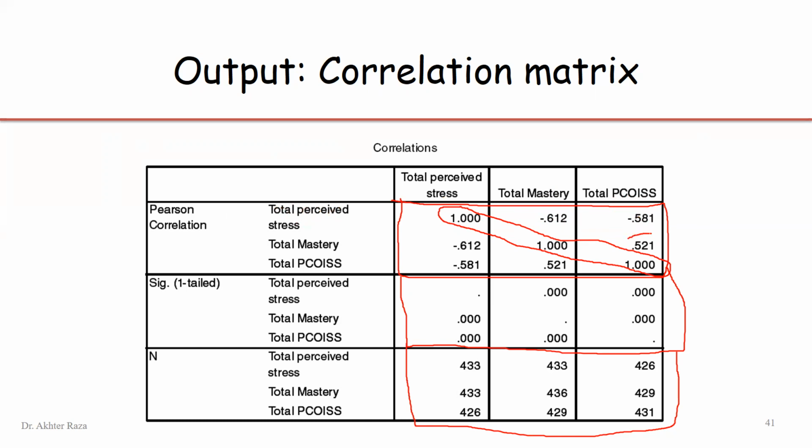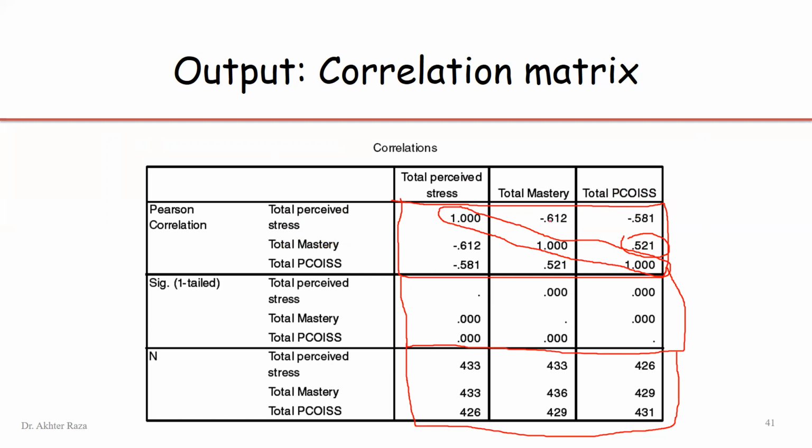But one correlation is positive. This correlation is 0.521. It is the correlation between the total mastery and the PCOISS. Total mastery is a predictor and PCOISS is another predictor. There is a positive correlation between these two. Meaning that if a person has a higher control on the external event, they should have a higher control on the internal event. So the persons who have a higher control on the internal event are indicating that they have a higher control on the external event. There is a positive correlation.